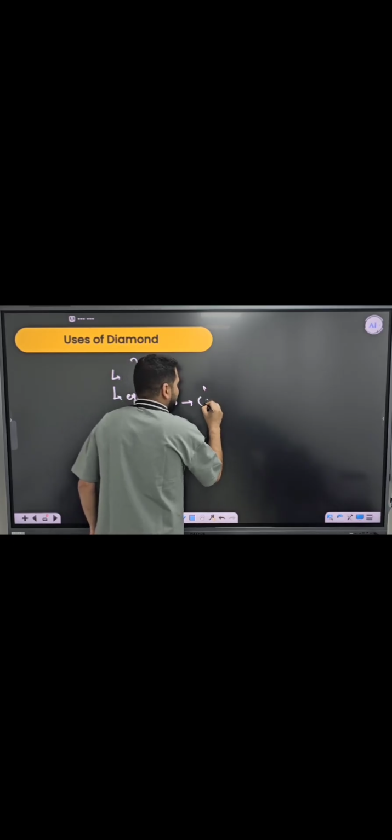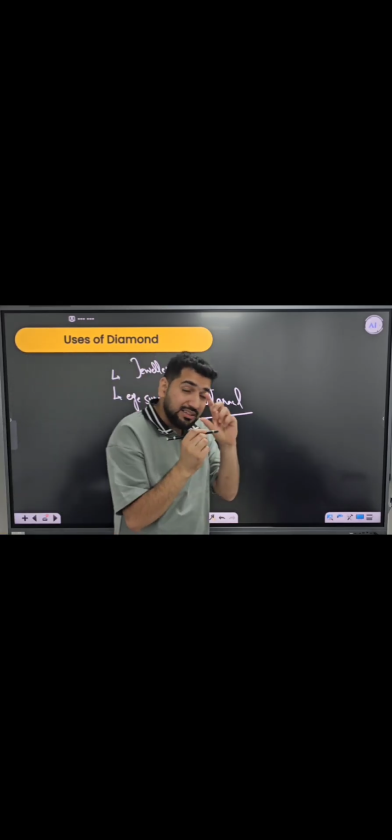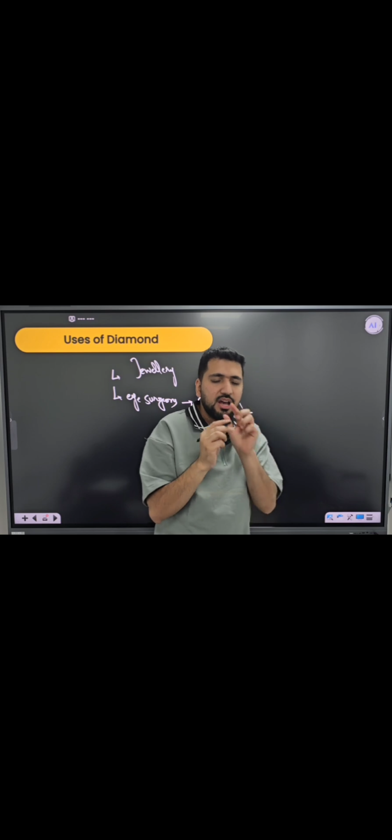Cataract is one disorder in eyes, right? So that's a layer on the eyes basically. So they remove that layer of the eyes with that knife, and that particular instrument, that particular knife, has a layer of diamond on it. So these are a few of the uses of diamond. Clear? Now guys, let's move on.